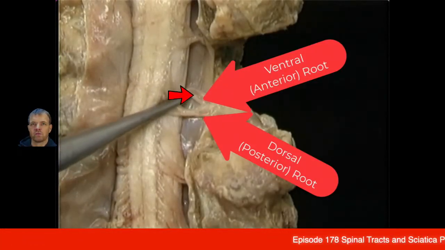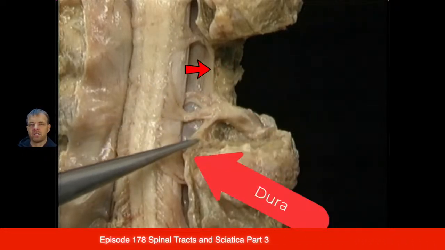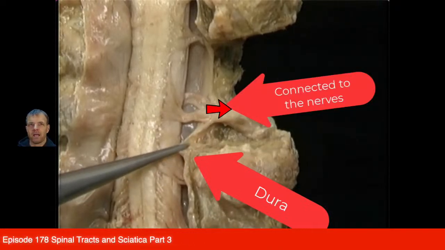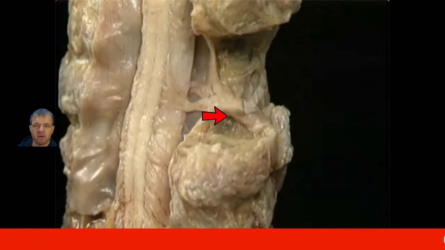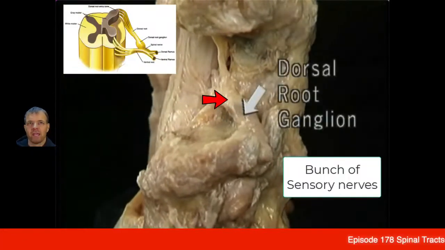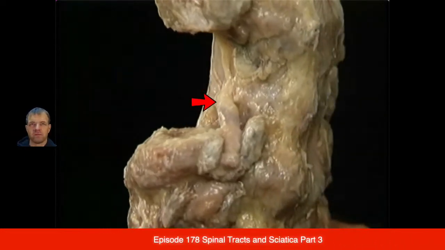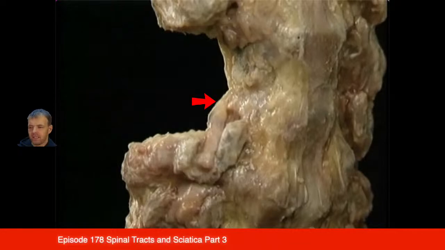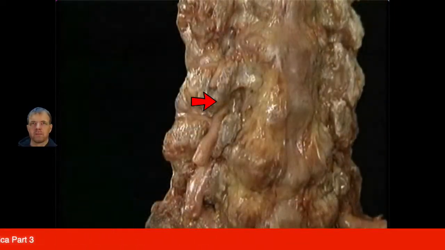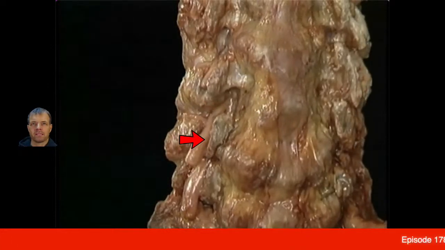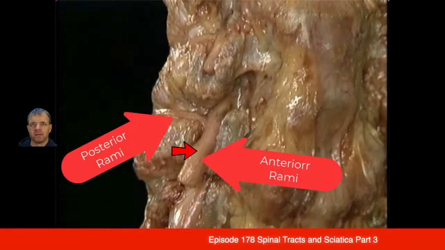So we've got dorsal and ventral roots coming out, and then the connective tissue that surrounds it is the dura, and that's all connected into the nerves as they emerge from that space. And then we've got the dorsal root ganglion, which is a bunch of sensory nerves, a bigger collection of sensory nerves. And then that's a mixed nerve coming out there. So you've got both motor and sensory just there.